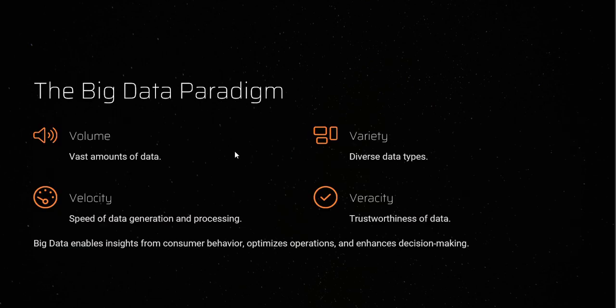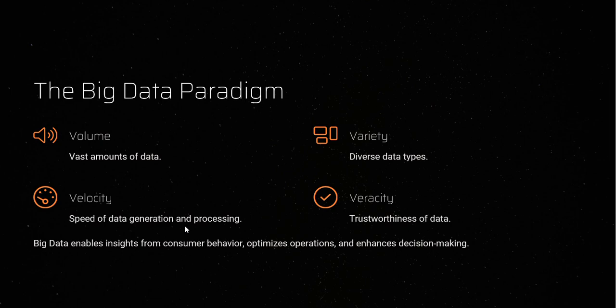Next topic is the big data paradigm. The big data paradigm is a huge shift in how we handle data. It focuses on four key axes that are called the four V's. The four V's are volume, variety, velocity, and veracity.